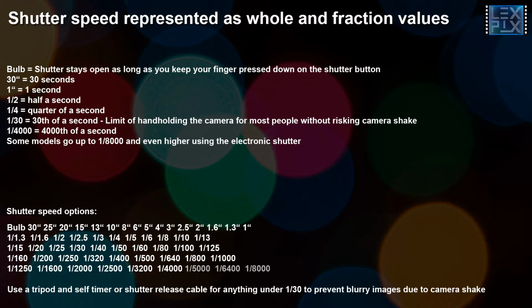And basically you want to use a tripod or a self-timer or a shutter release cable when you're using a shutter speed below 1/30th of a second to prevent blurry images due to camera shake.